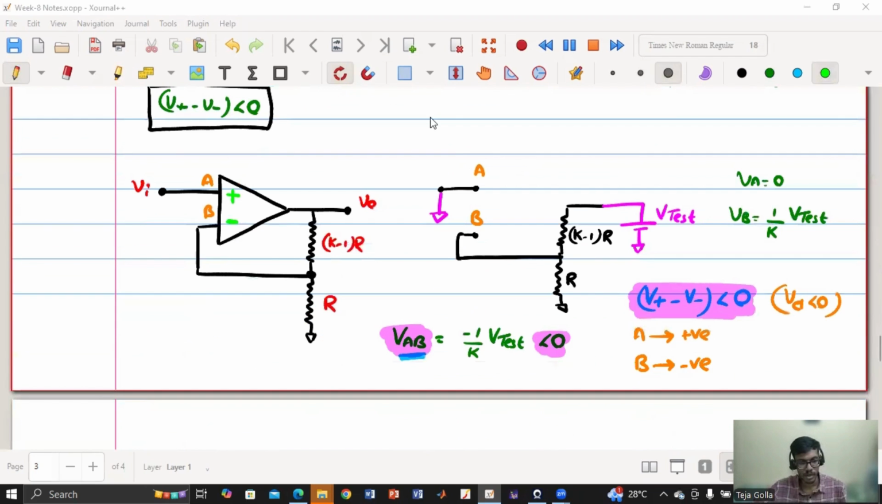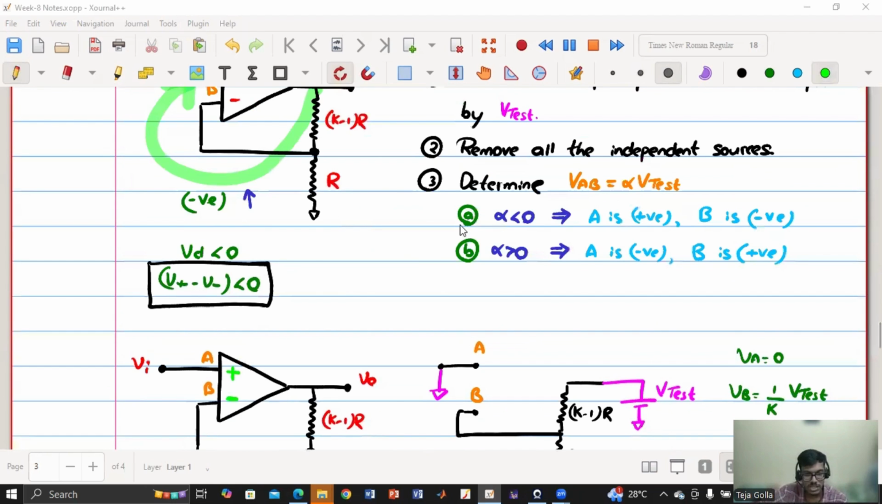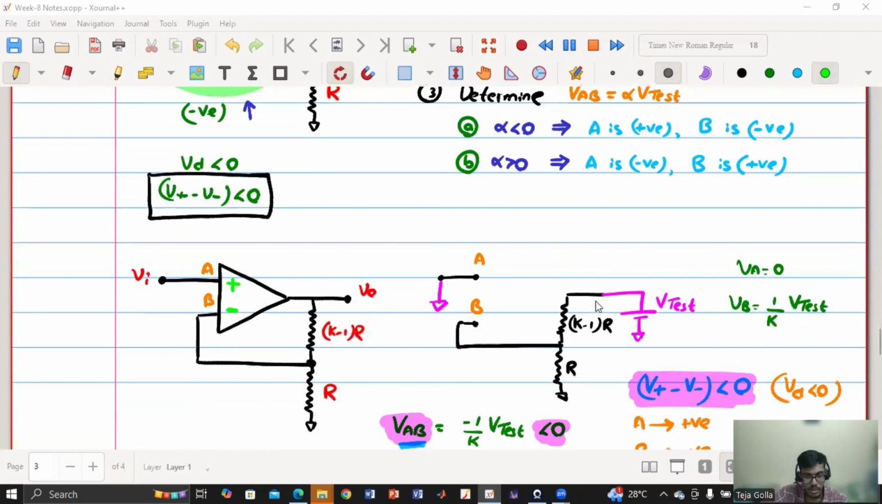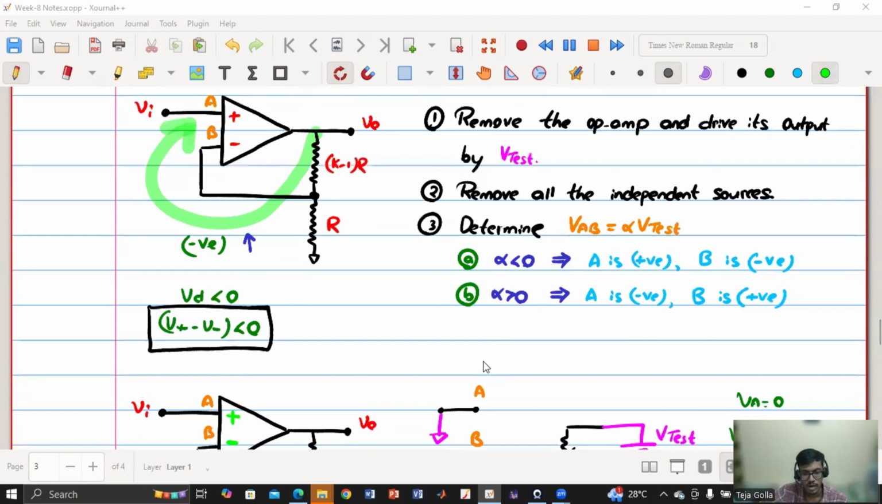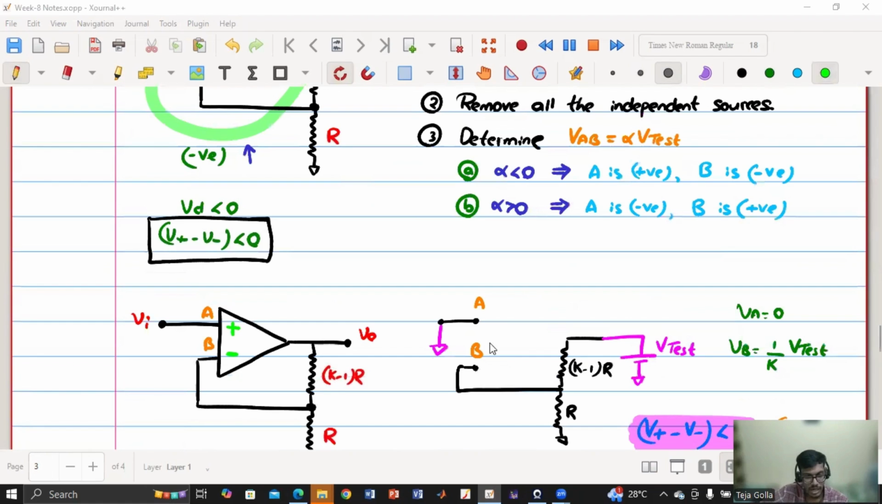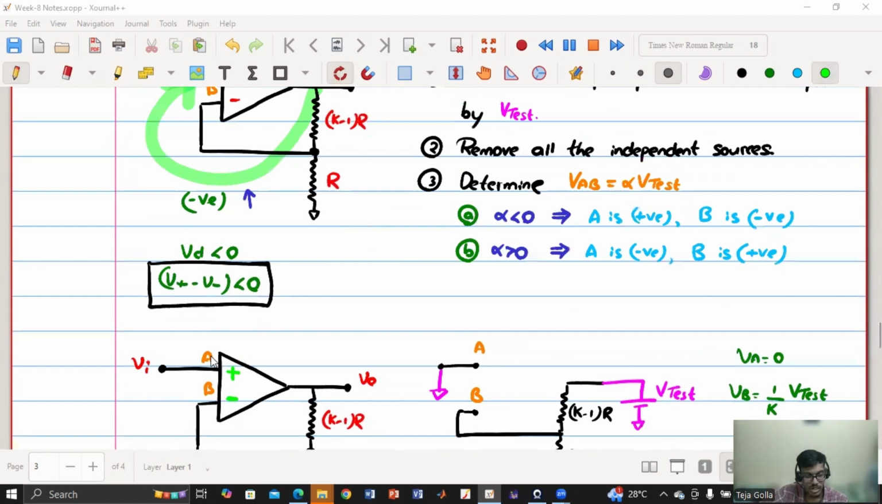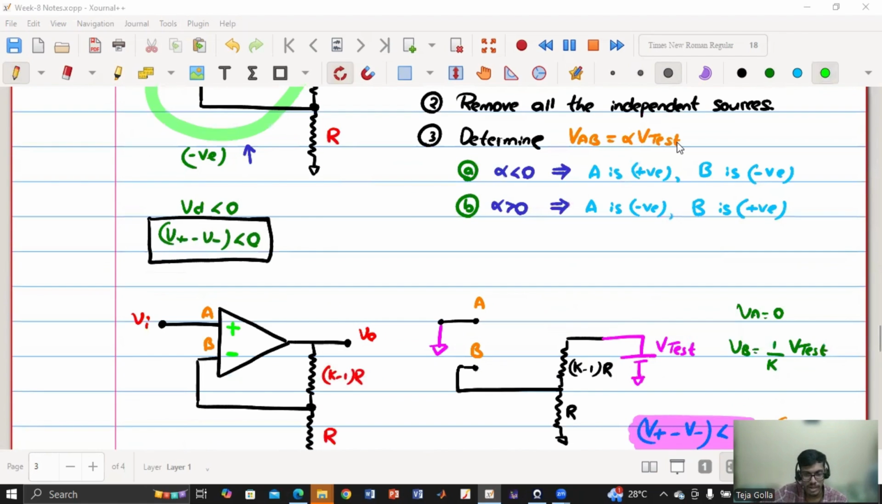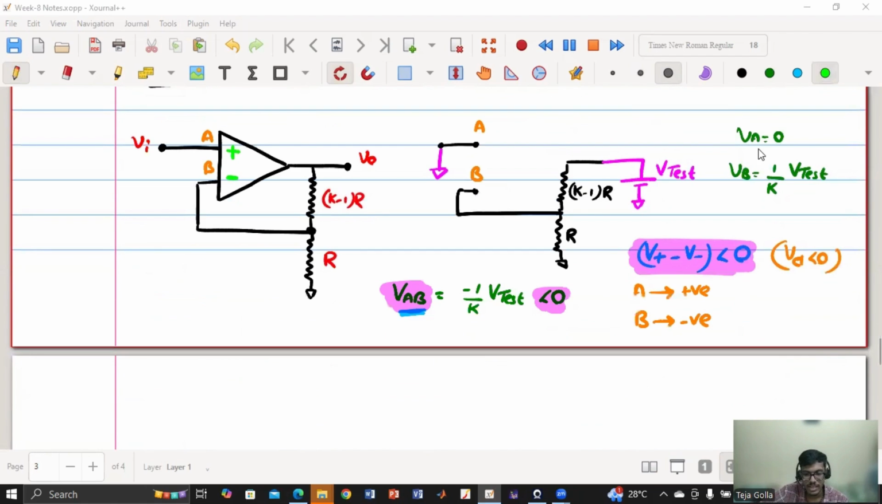Please repeat. Yeah. So we are doing it step by step. First, I have to remove the op amp. I have removed the op amp and I have connected a V test at the output. Now I have to remove all the independent sources. So VI is connected to ground. So now I have considered the terminals A and B. Now I have to determine VAB in terms of alpha and V test. So VAB: VA is 0, VB is 1 by K V test, VAB is negative.